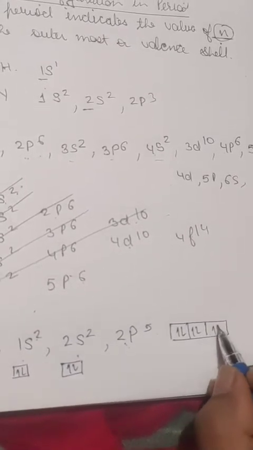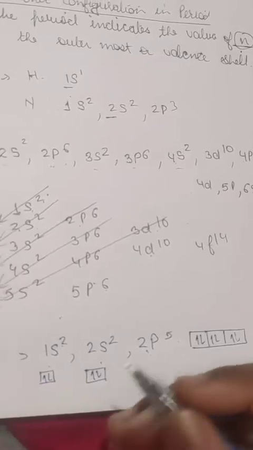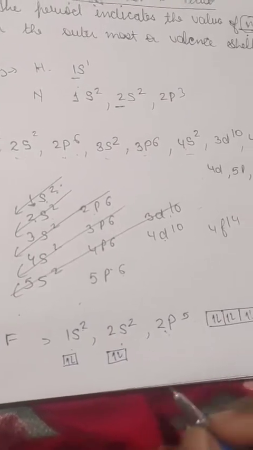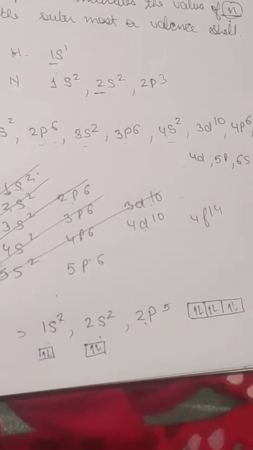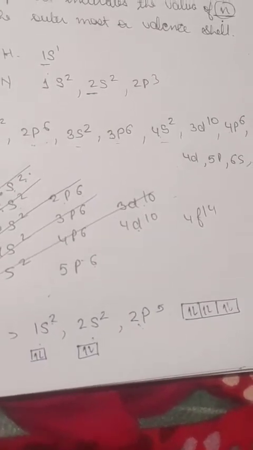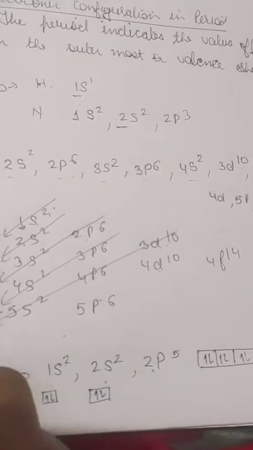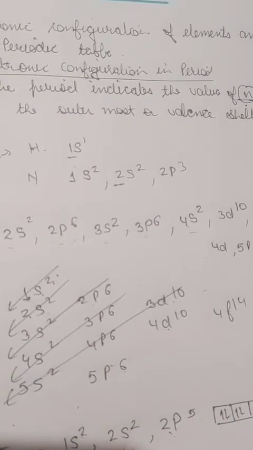Once it is completely filled, then only, so like for neon it will be completely filled, and for sodium again it will move to the next block. So again it will be having 1 electron. So this is how the electronic configuration is done in the periods.